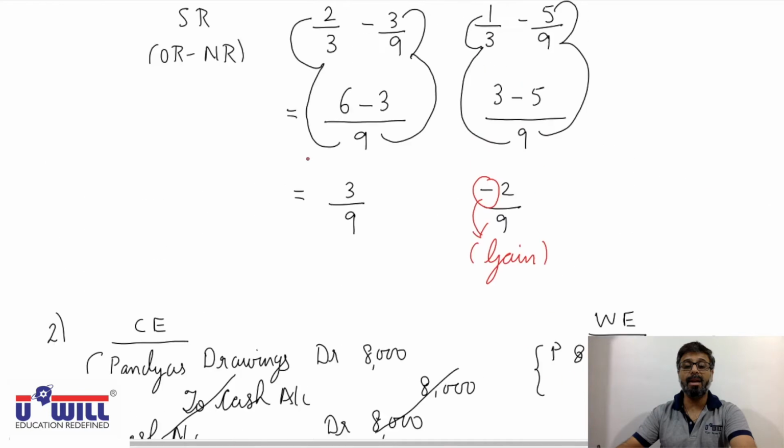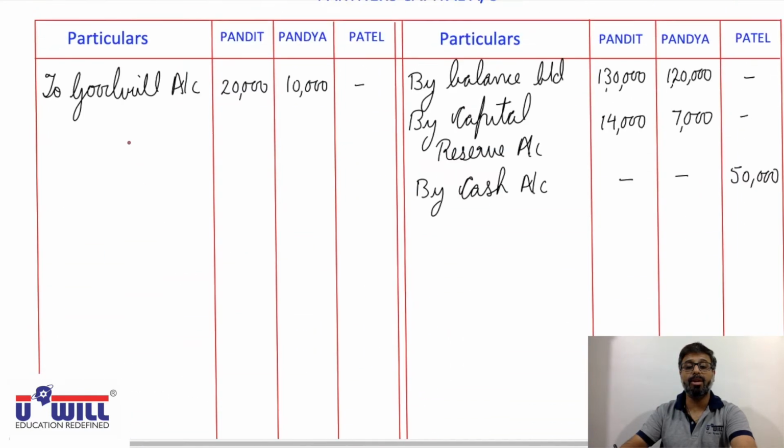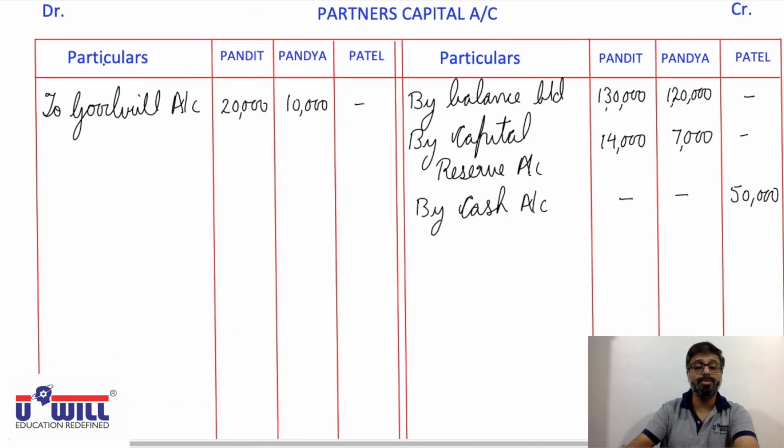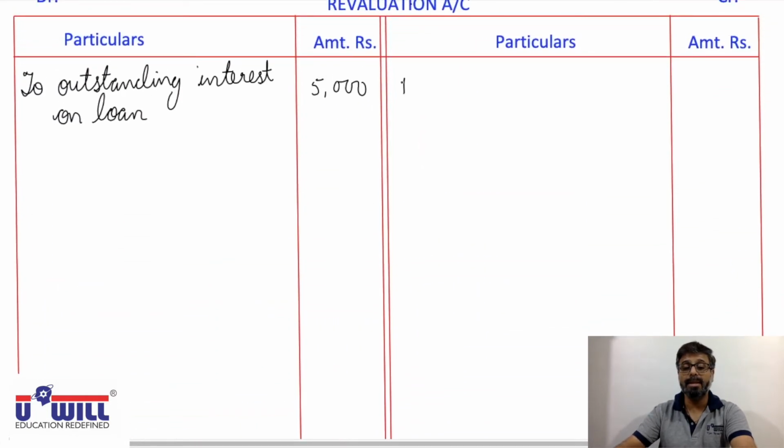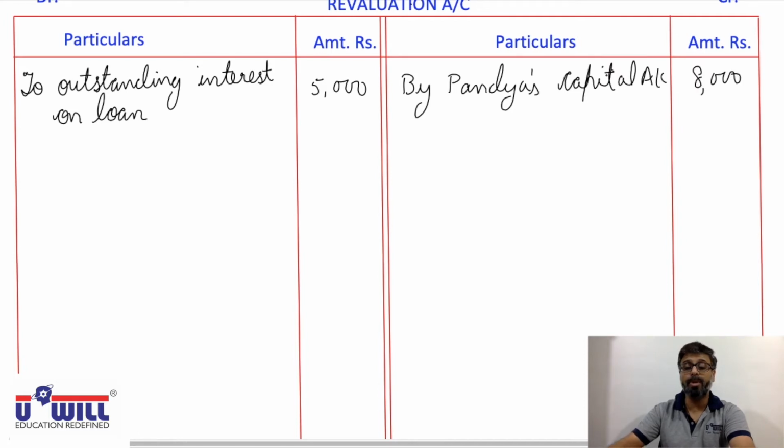So Pandya's capital account debit means in Pandya's capital we will write on debit side to revaluation account in Pandya's column 8,000. And to revaluation account means in revaluation account on credit side by Pandya's capital account 8,000. So I'll repeat it once again. It's an important entry. The whole question is very important. I told you in the beginning itself.